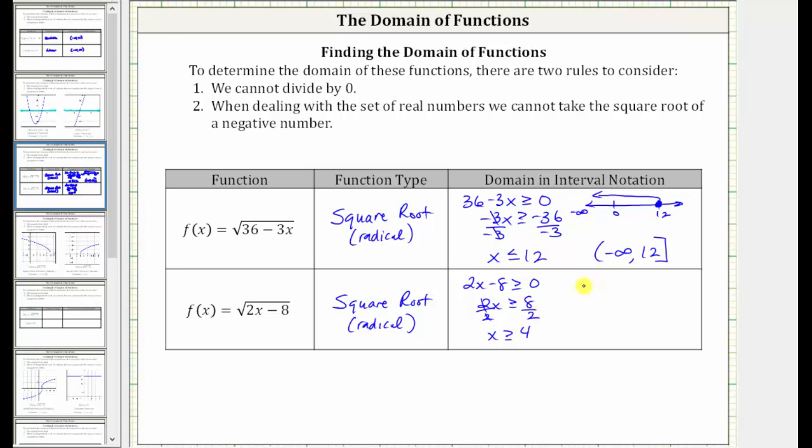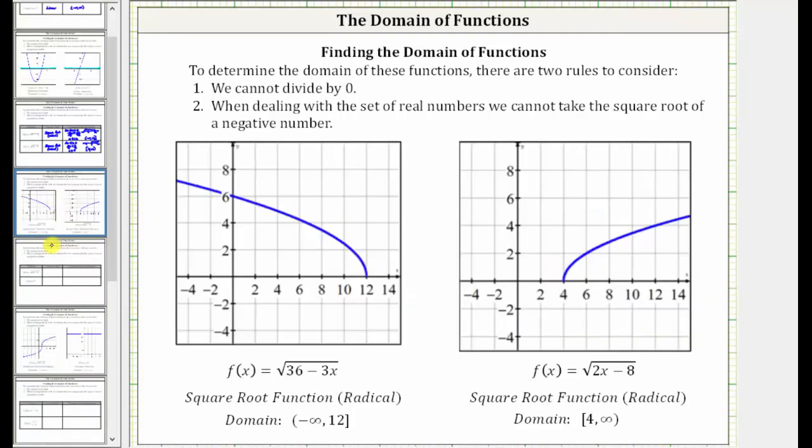Again, if we graph this, we have a closed point on 4, arrow to the right, where values get greater than 4, approaching positive infinity, and therefore using interval notation, we have the interval from 4 to infinity, where the interval is closed or includes 4, so we have a square bracket to the left, a parenthesis to the right. Looking at these two graphs, we can see the domain of this first square root function is less than or equal to 12, or from negative infinity to 12. And the domain of the second square root function is x greater than or equal to 4, or from 4 to infinity.